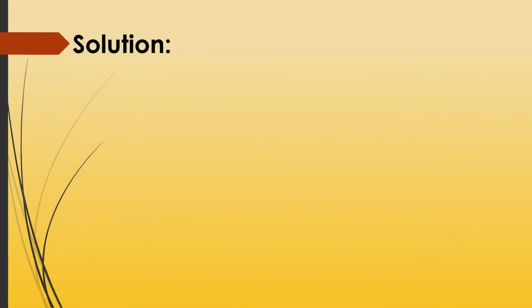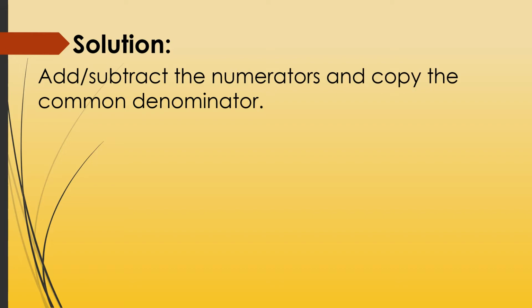So let's have our solution. Add or subtract the numerators and copy the common denominator. So, meron tayong given example na 3 over 8 plus 1 over 8. Kung mapansin nyo, magkatulad ang denominator ng 3 at 1, which is yung 8. So, kapag mag-a-add tayo ng dalawang fractions na may tulad na denominator, i-add lang natin ang dalawang numerator and then kokopyahin lang natin yung denominator. So, we will just add 3 plus 1 and then copy natin yung 8. So, the answer is 4 over 8. Again, hindi nyo kailangang i-add ang denominator.